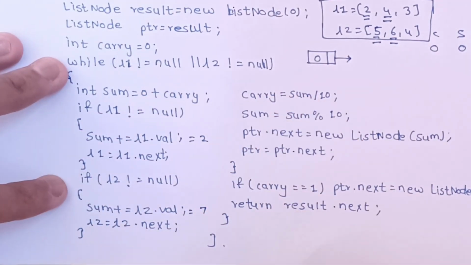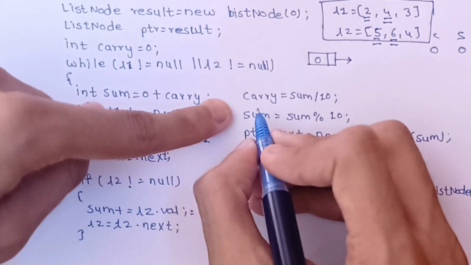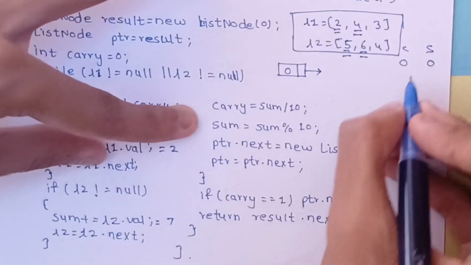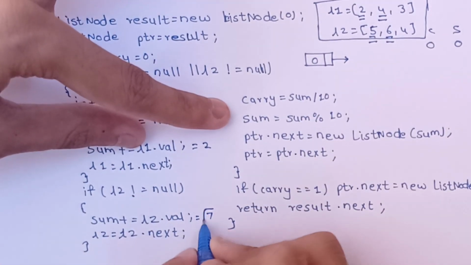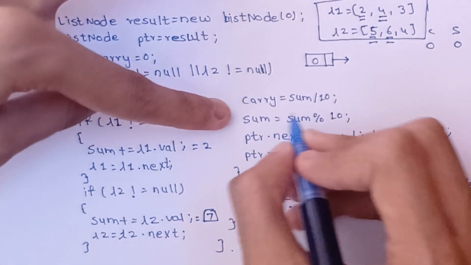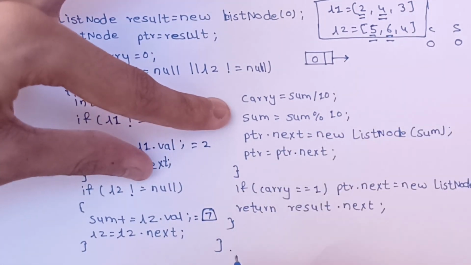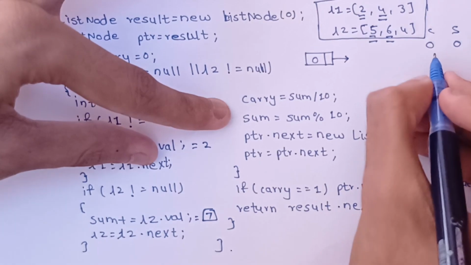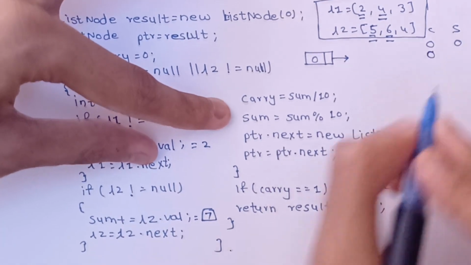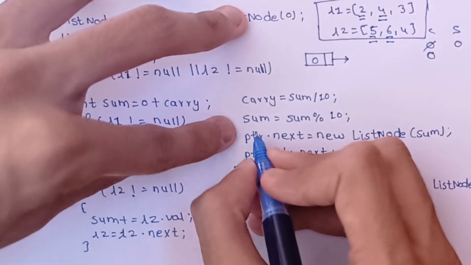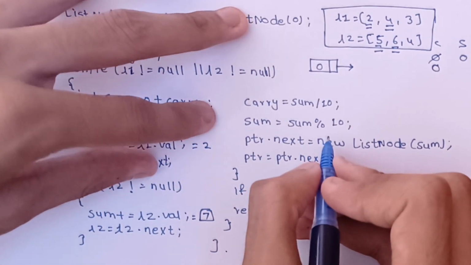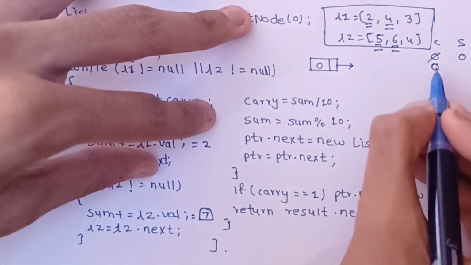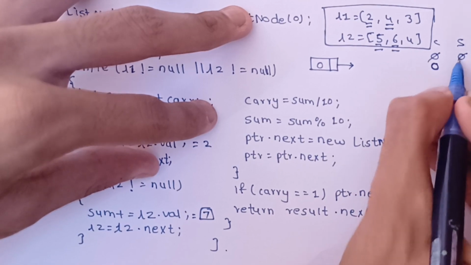This is also in the while loop: carry. Now we will calculate the carry. Carry is equal to sum divided by 10. Now sum is 7, right? So 7 divided by 10, what will be the carry? Carry will be 0. So carry is 0, this will be cancelled, and then we will take sum modulus 10. 7 modulo 10, what happens? It will come 7. The remainder is 7, so sum will be 7.